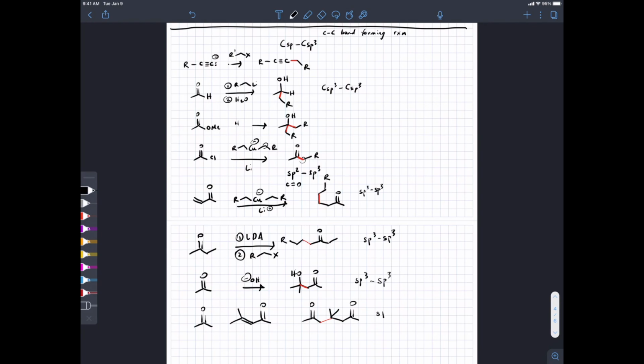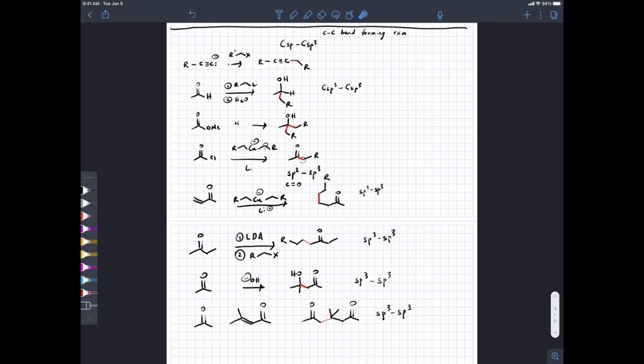And notice that with very few exceptions, they're all about sp3 hybridized carbons. We've got one exception here with an sp hybridized carbon, and we've got one exception here with the cuprate where we make a ketone. Other than that, you got sp3 hybridized carbons bonding to each other, which is great.